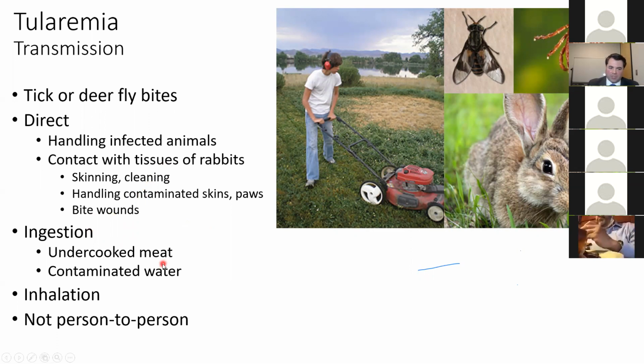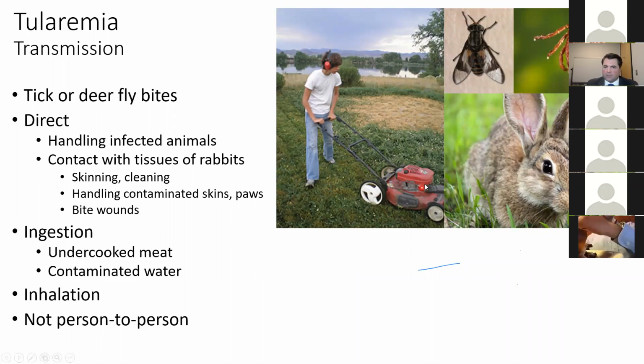Ingestion, undercooked meat, contaminated water, inhalation, but not peer-to-peer. So in this picture up here, you can see it can be from a fly, the deer fly bite. It can be from a tick. And then we have a person here mowing the lawn. So the question would be, why is someone mowing the lawn here?